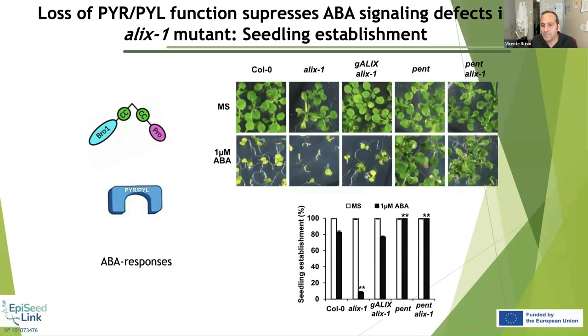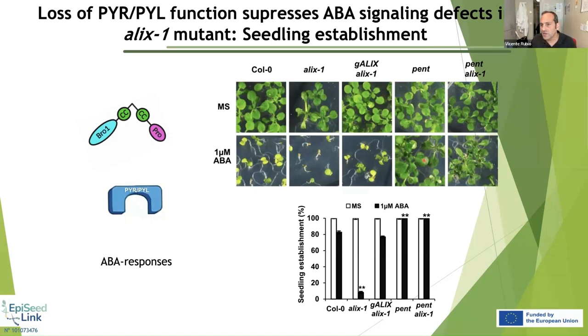And this is the situation in ALIX, they are very sensitive to ABA. And when we cross these lines and generate the sextuple mutant, five for ABA receptors and one for ALIX, we have the same situation as in the pentuple. So the phenotype of the ALIX mutant depends on the ABA receptors.